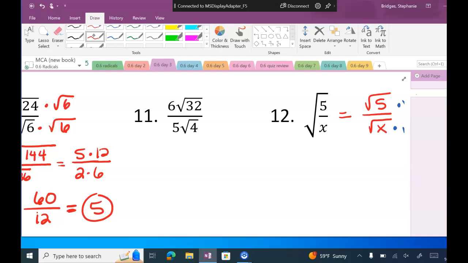Good question. In the denominator, do I need to multiply by the square root of 4 at the top and the bottom? Do I have to? Why? 4 is a what? It's a perfect square. I could multiply by the square root of 4. Absolutely. However, 4 is a perfect square already. That would turn into 5 times 2.